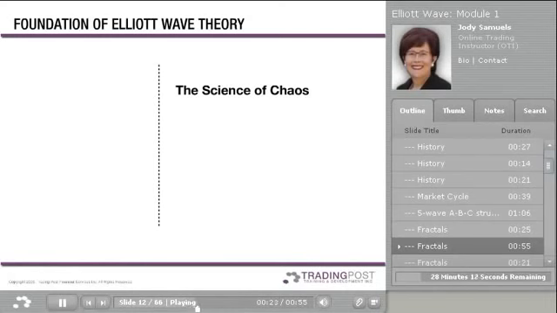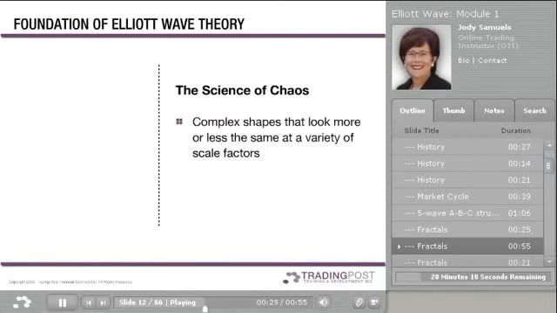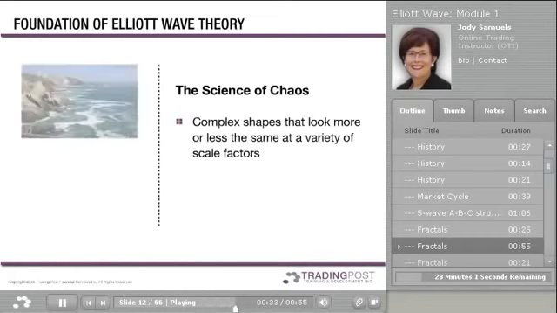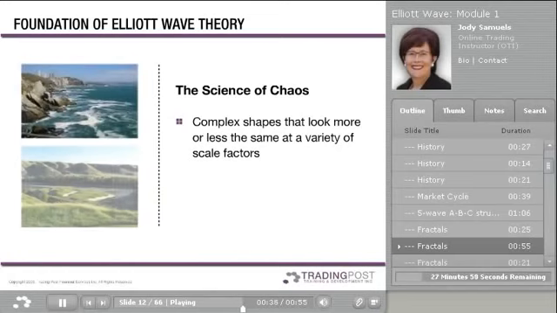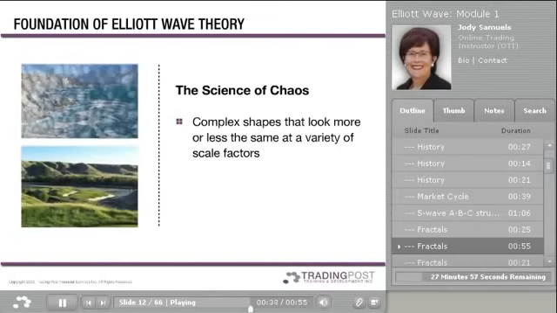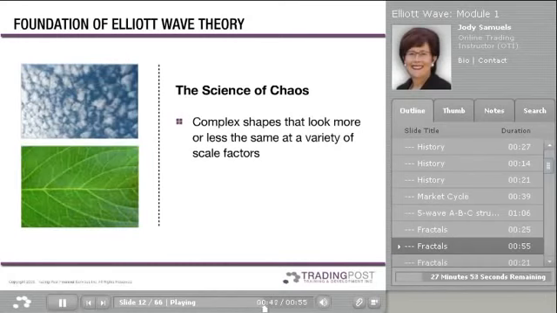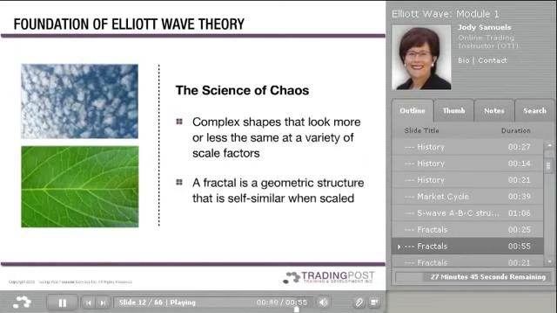These fractal forms, complex shapes which look more or less the same at a wide variety of scale factors, are everywhere in nature. Fractals are found from the coastlines of continents to the courses of rivers, clouds in the sky, branches of plants and veins in their leaves. These fractals, which are self-similar or self-identical patterns, abound. A fractal is a geometric structure that is self-similar when scaled.